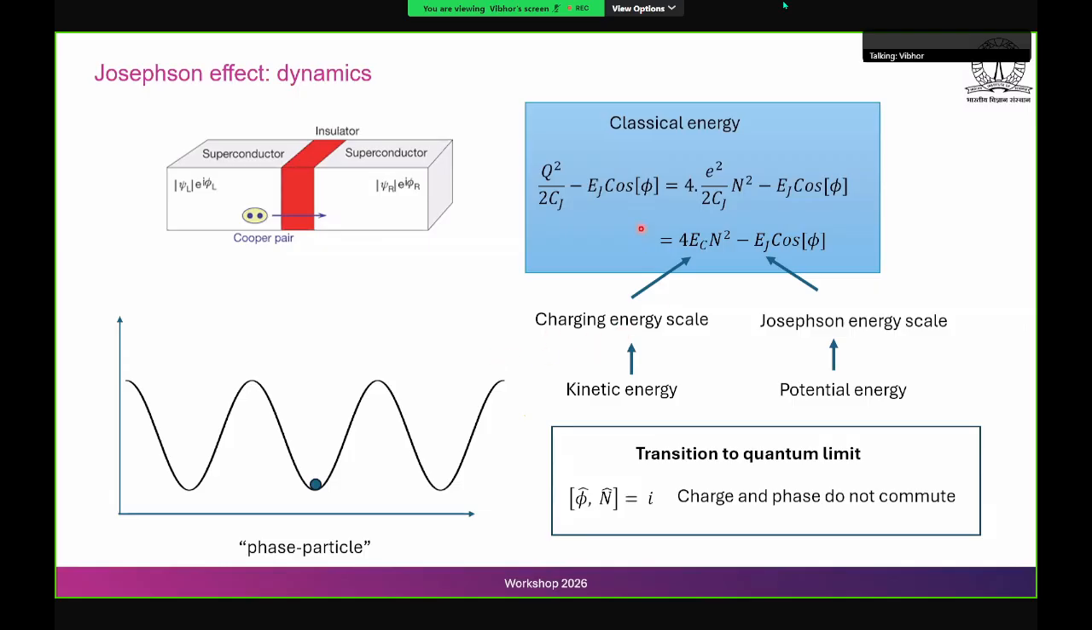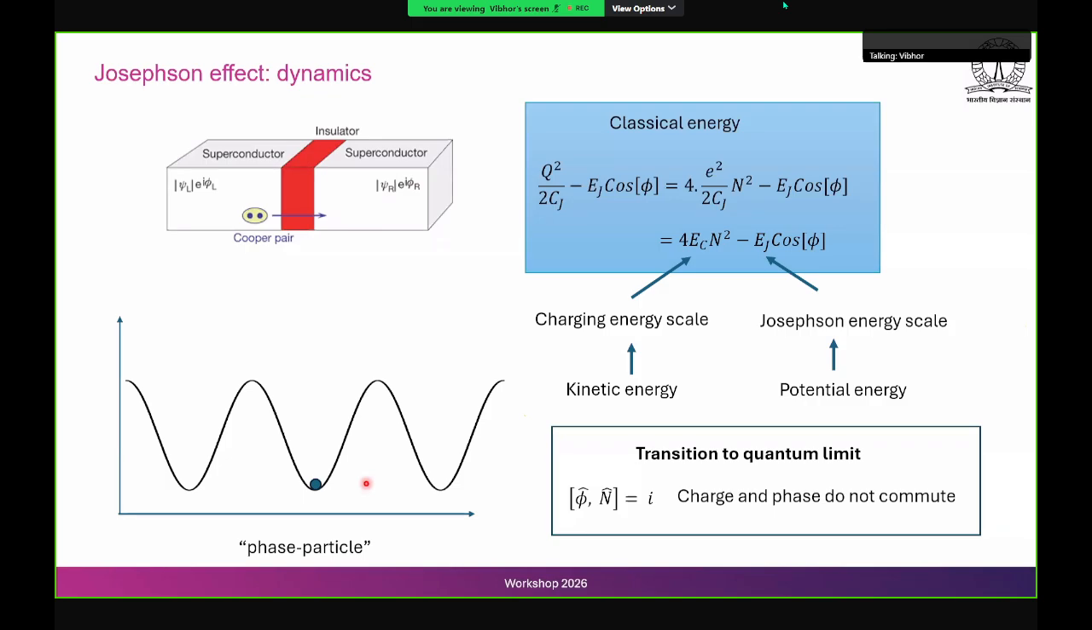A very nice way to visualize this is that you can think of there being some phase particle here. The horizontal axis is phase, that's phi, the phase difference. There is a potential, which is minus Ej cosine phi. That's what this wave represents. That's the potential energy. And there could be a particle which has a kinetic energy given by 4Ec. If the kinetic energy is too high, the particle may be hopping across many, many wells. But if the kinetic energy is small, it will remain localized in one of these minima. That's again a visual cue to understand these two energy scales.